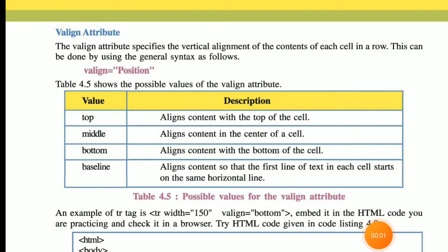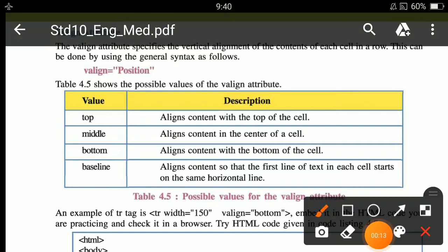Hello my dear students, in the previous lecture we discussed how to create a simple table with the use of HTML tags. Now in this lecture we are going to start with the valign attribute. So what do you mean by the valign attribute? So valign is a tag. So how to apply the valign tag?